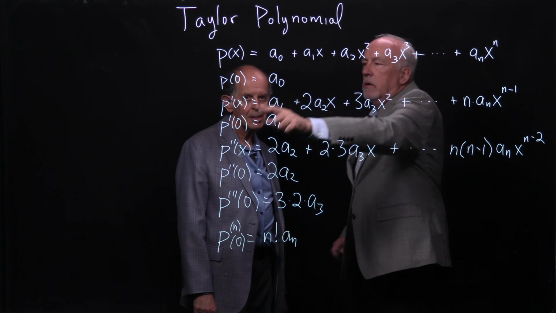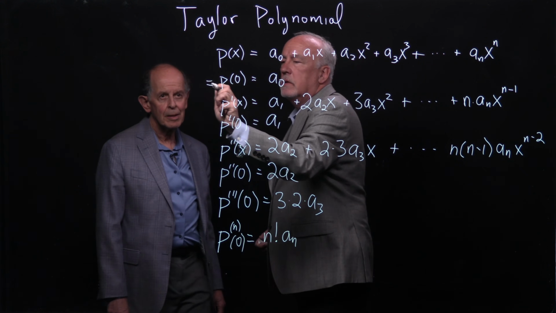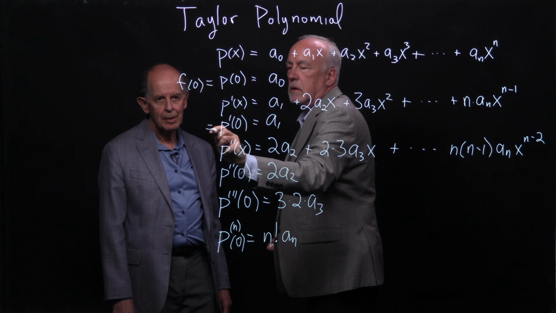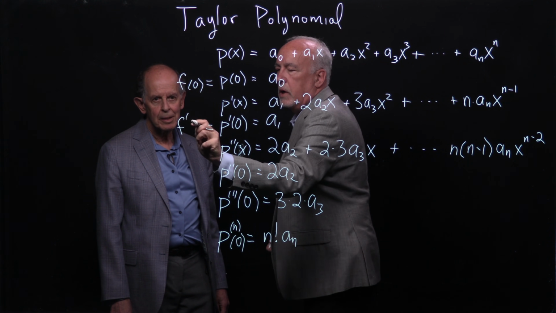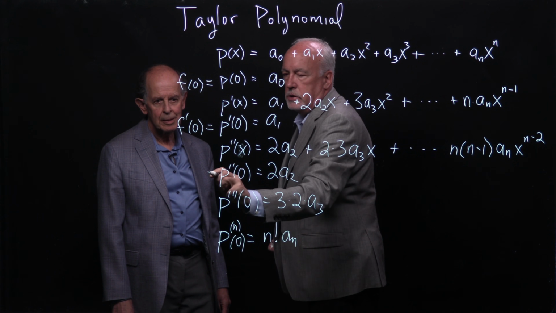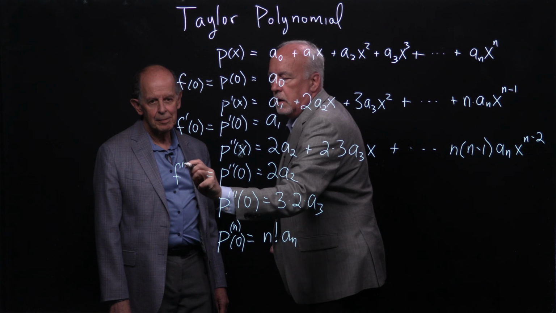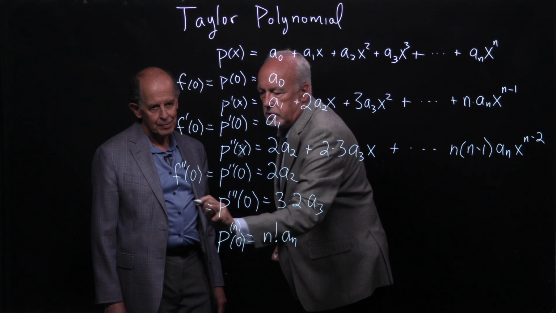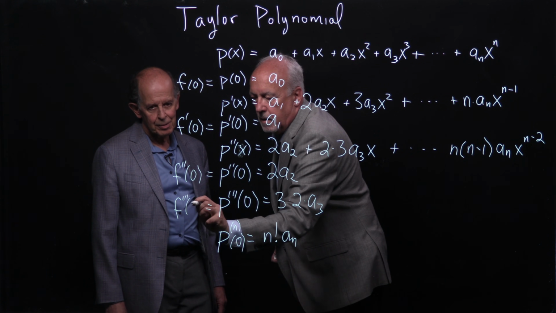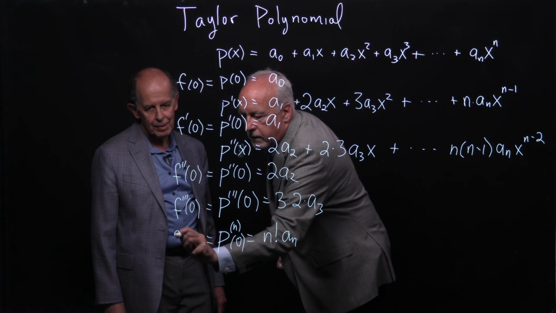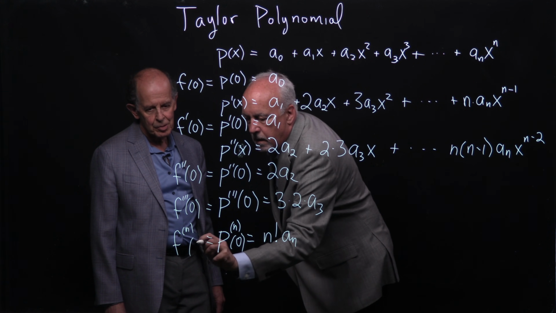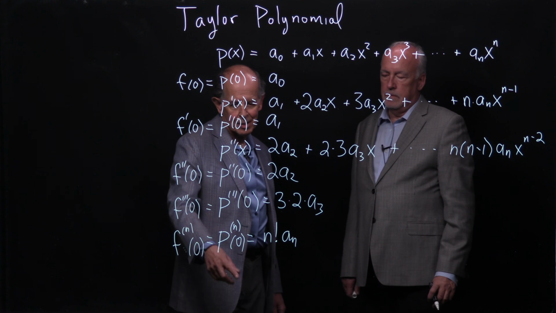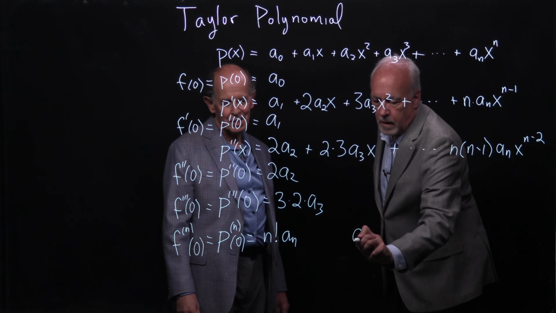Right. So here, this should match f at 0. Here, this should match f prime at 0. Here, this should match f double prime at 0, right? And at the end, we've got this one too, f3, the third derivative, and then this is the nth derivative at 0. Oh, so now we can see what an is, and what a3 is, and what a2 is.